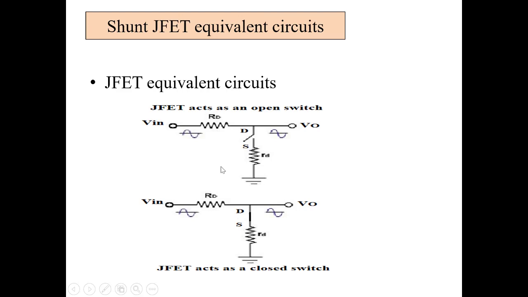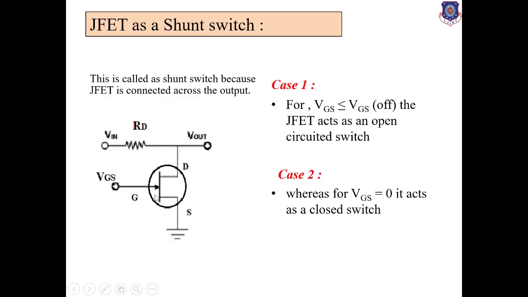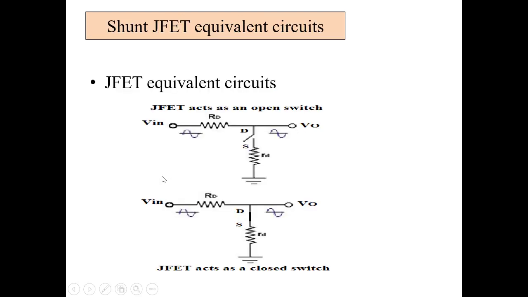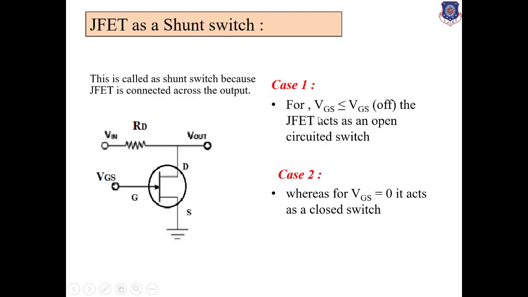I have mentioned both the equivalent circuits here. First, the JFET acts as an open switch. So see, this is the equivalent open switch, right? An open switch in place of the JFET. Here, I have drawn the JFET, and instead of the JFET, I have drawn the open switch for case number 1, when VGS is less than or equal to VGS off.